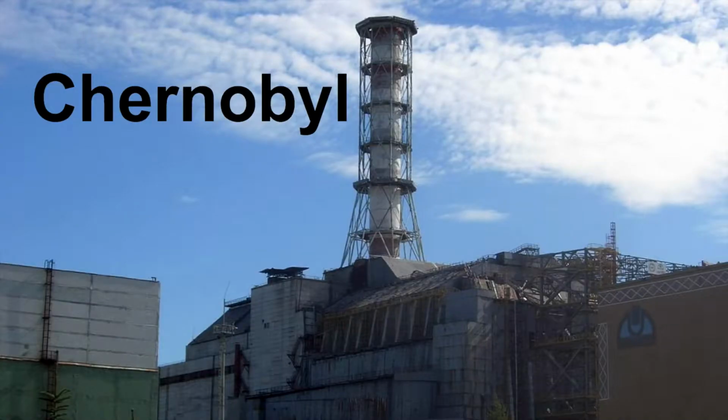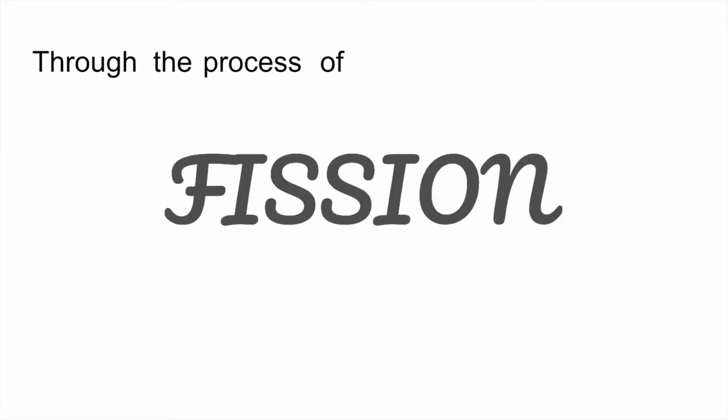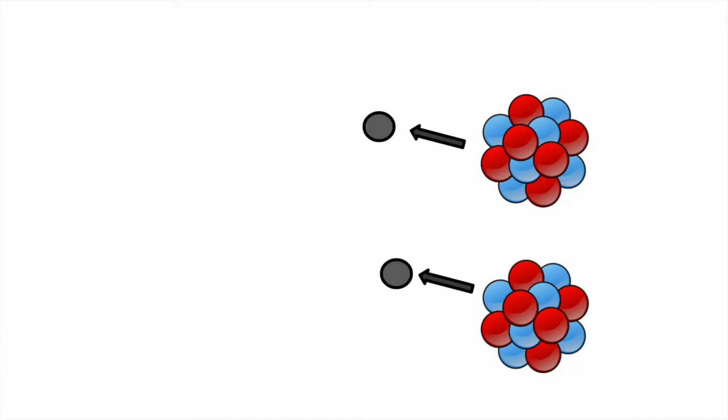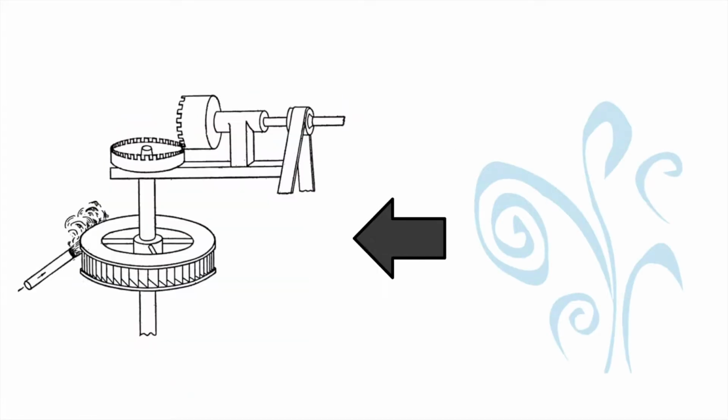In light water reactors, uranium fuel is used. Through the process of fission, the nuclei of the uranium atoms are split, and when they split, they release loads of thermal energy. This thermal energy is used to heat water into steam that then turns a turbine.